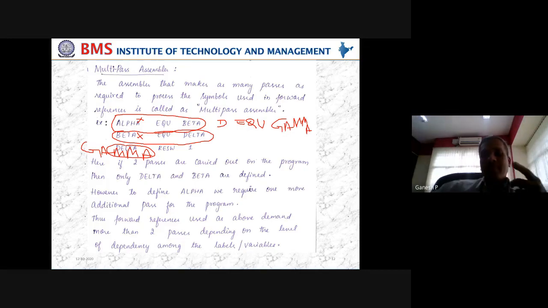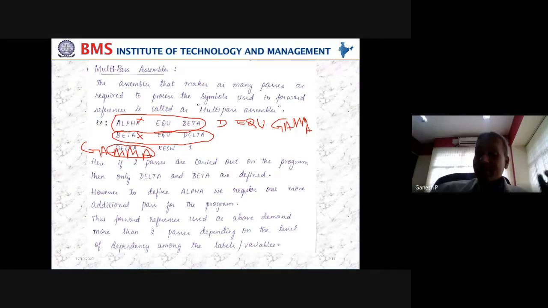Similarly, if you have 3, 5, 6, depending upon the internal dependency of these labels, we need that many passes to process the given assembly language program. So is it required? First of all, yes, there may be situations where we have this type of internal dependency. If that is the case, your 1-pass or 2-pass cannot be a solution. You need to go for a multi-pass assembler.